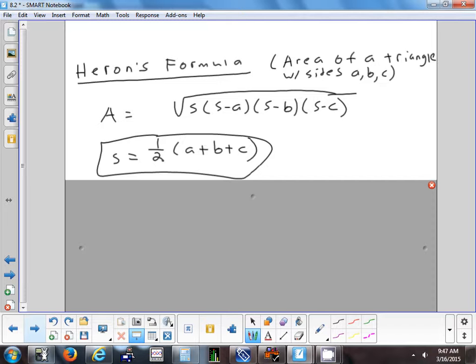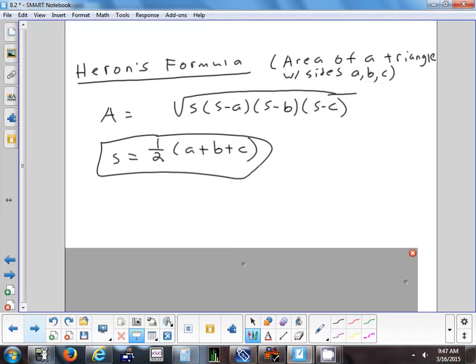If you have a triangle and you add all the sides up, what is that called? It's the perimeter. Well, if you take half of it, you get what's called the semi-perimeter. That's all s is. So s is the semi-perimeter. I usually find that right away. Get your semi-perimeter, and then fill into your formula.